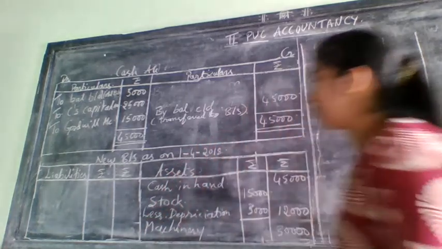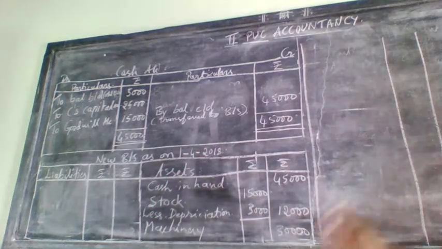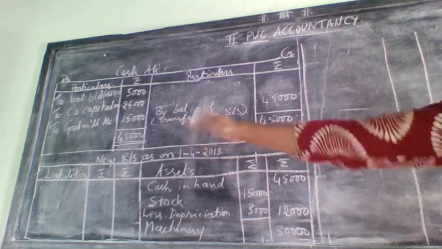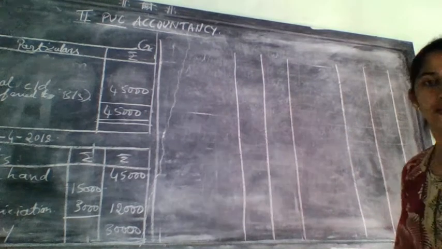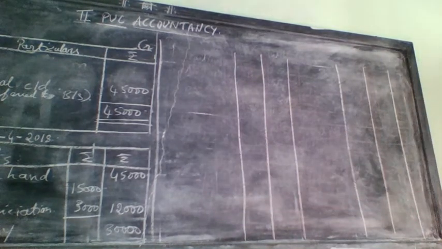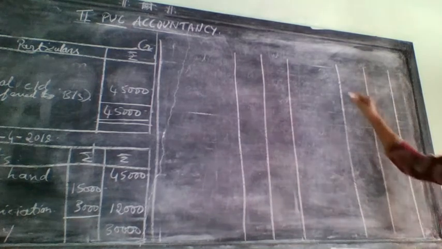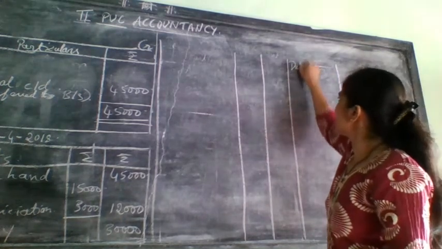30,000. Okay. Now we left one item, that is the liability side. I'll come to the liability side later. First we will finish the asset side. So machinery we have taken because there was no place to write debtors. Now we will write debtors here.